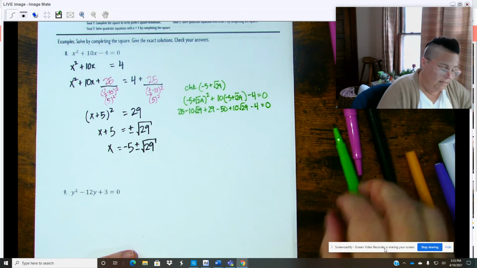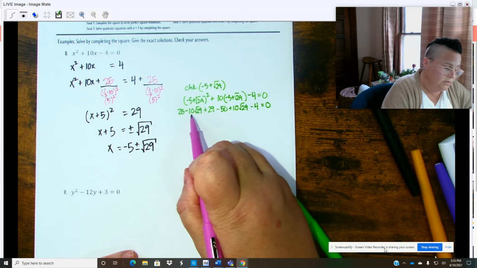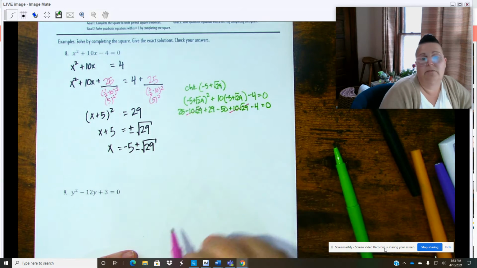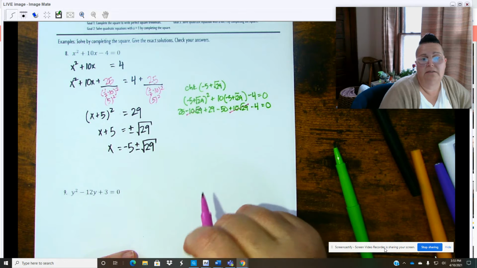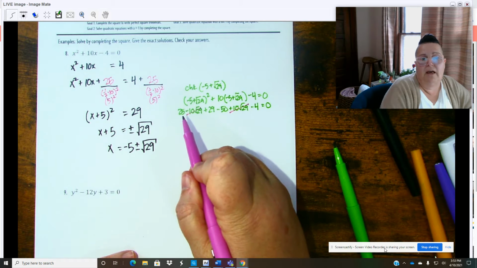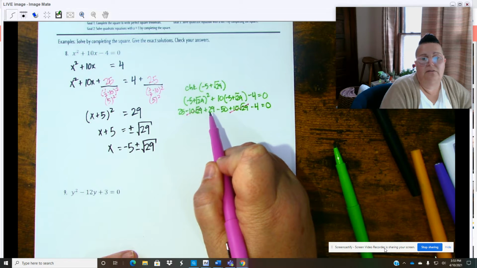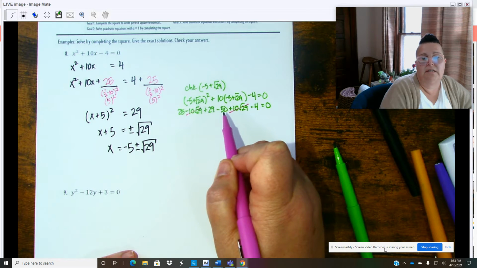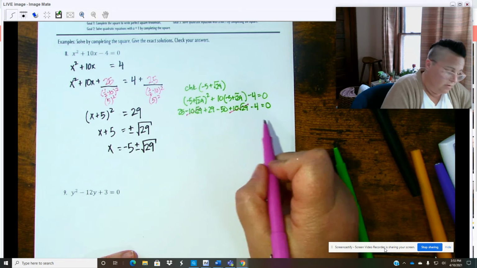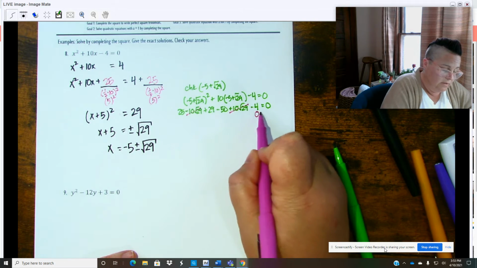Well, luckily I can see I've got a minus 10 square roots of 29 and a plus 10 square roots of 29. So those two will cancel. 25 plus 29 is 54. Minus 50 is 4. Minus 4 is 0. So I do get a 0 equals 0.